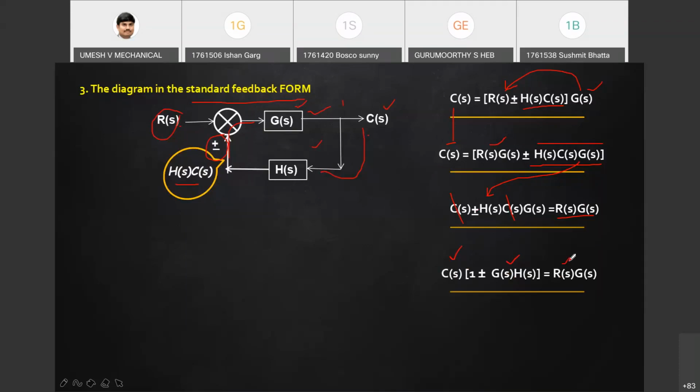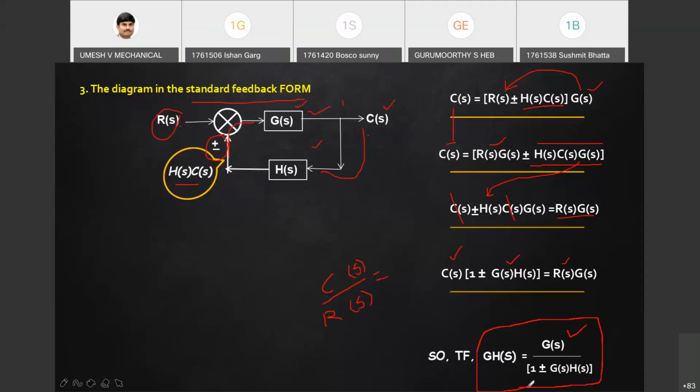What we want to obtain is the transfer function. What is that? C(S) divided by R(S). Laplace output divided by Laplace input. So can somebody tell me what is that value out of it? When you take C(S) by R(S), this equation becomes G(S) divided by 1 plus or minus G(S)H(S). This is the formula you have to use finally when you reduce the entire block diagram in this canonical form.